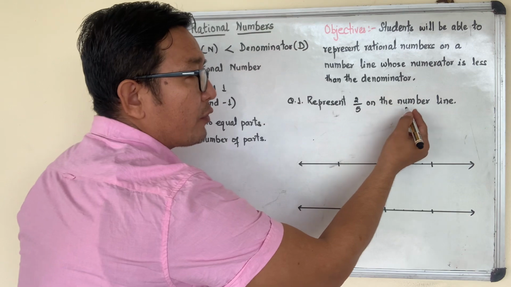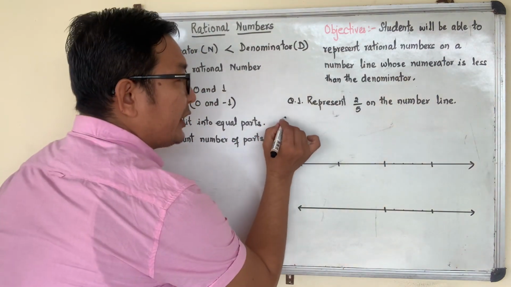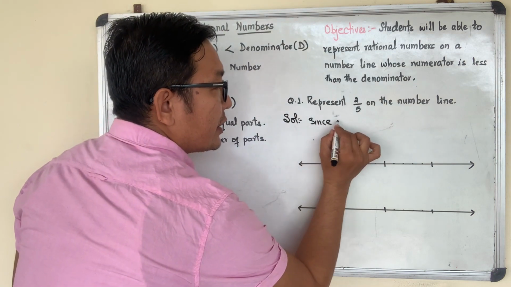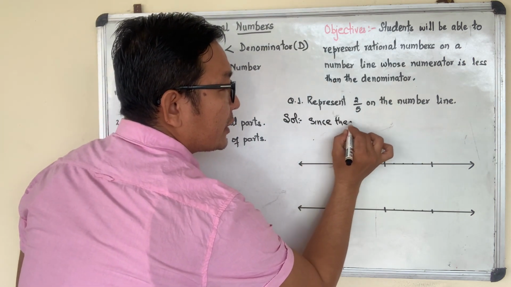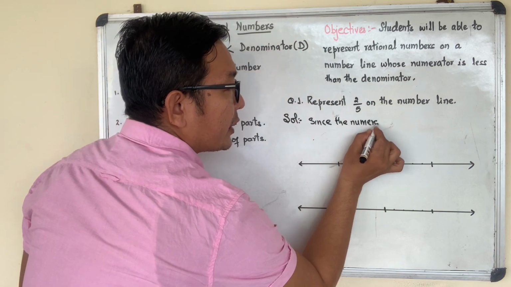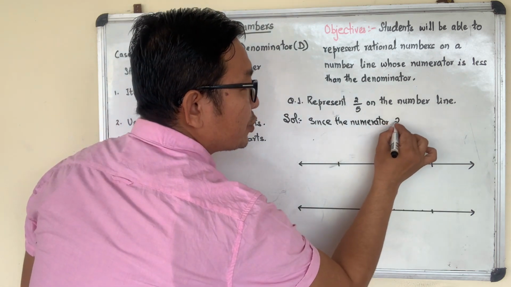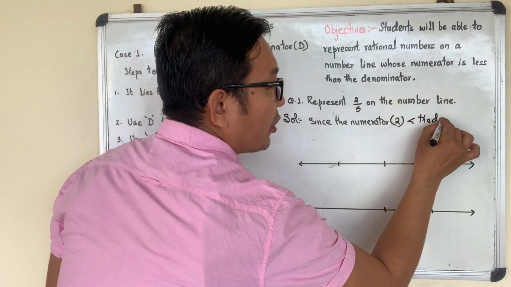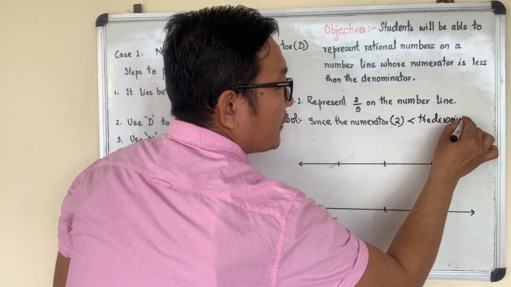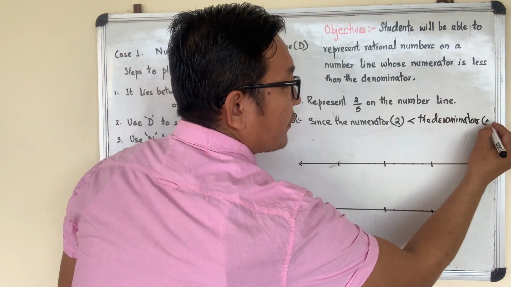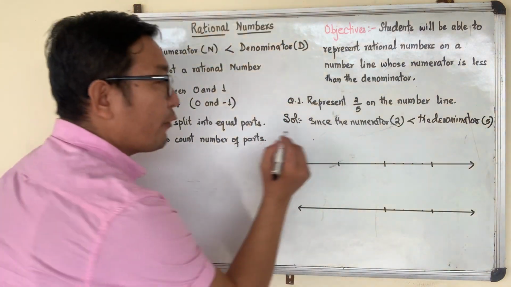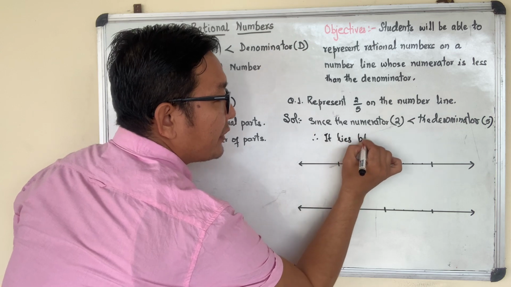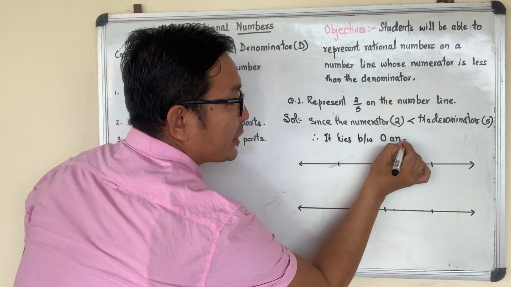Represent 2 by 5 on the number line. So here is the solution to this question. Since the numerator 2 is less than the denominator 5, therefore it always lies between 0 and 1.